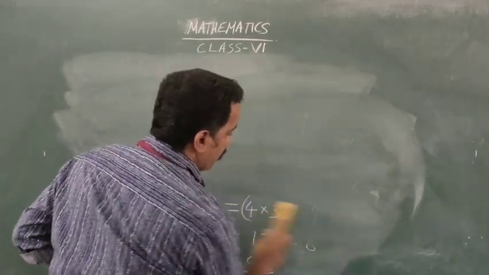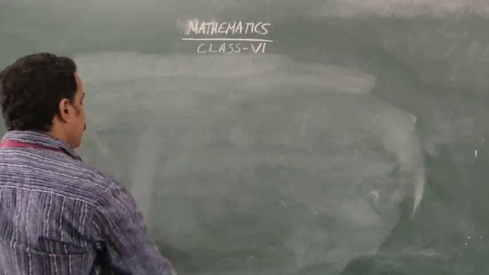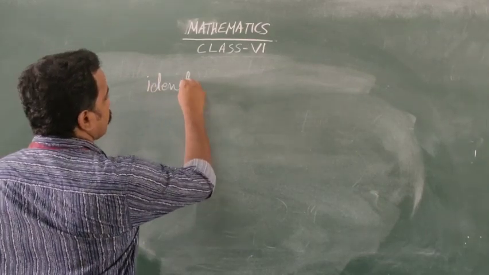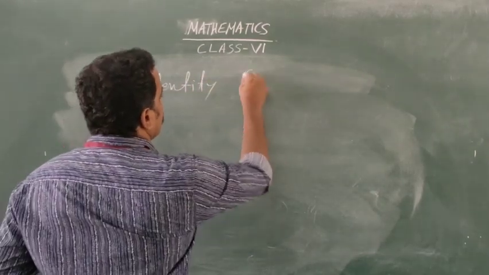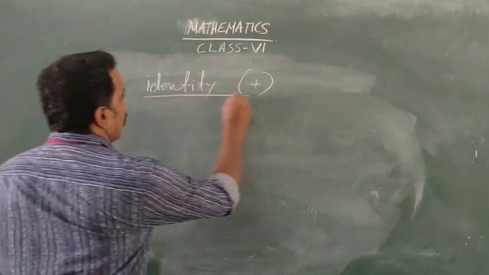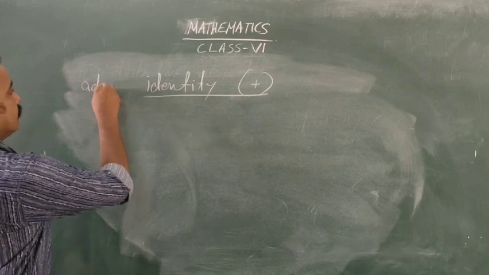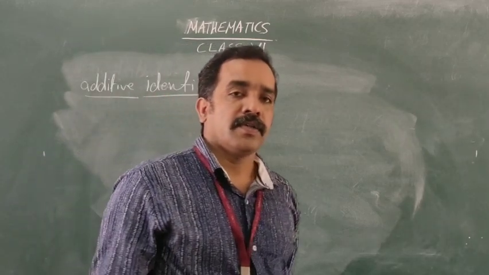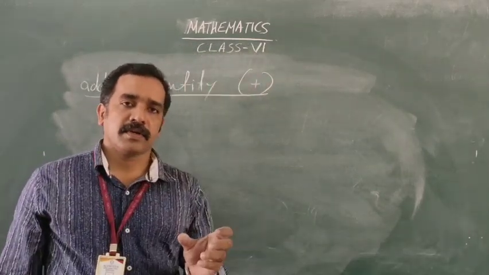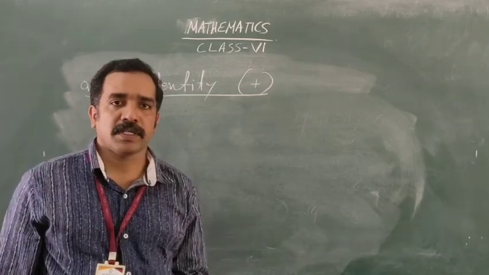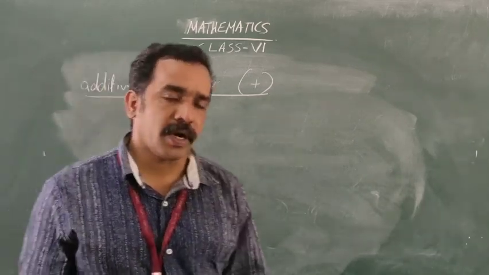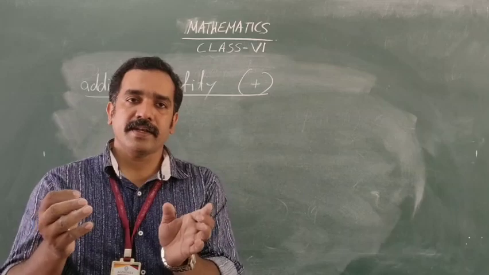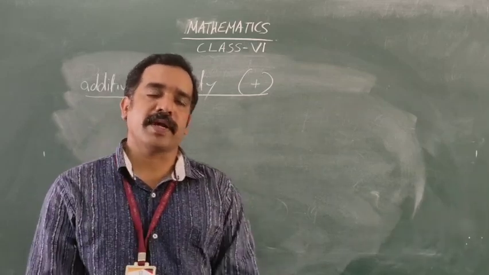Now another property of whole numbers is that there exists an additive identity. What is meant by additive identity? That means, you know, the identity. Whenever we are talking about identity, everyone is having an identity. What is your identity? It may be your address, your name, your class, your personality, and how people identify you, that is what is your identity.